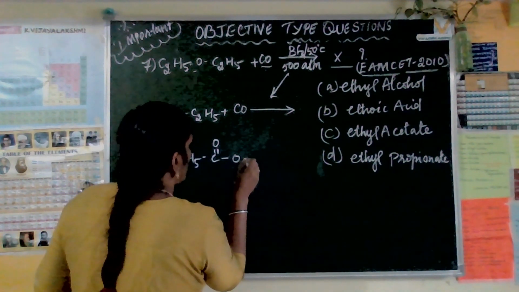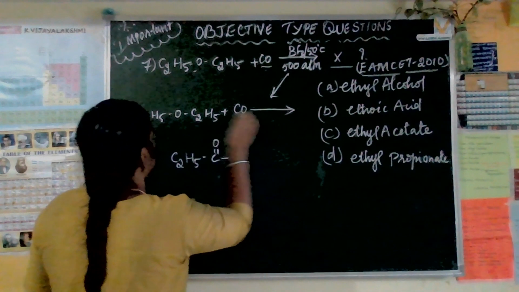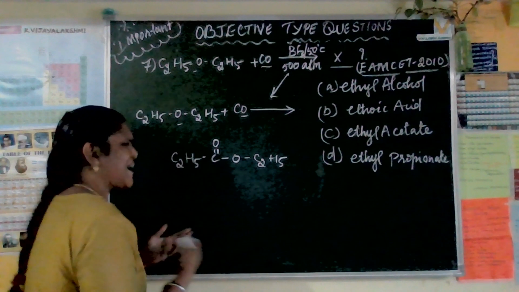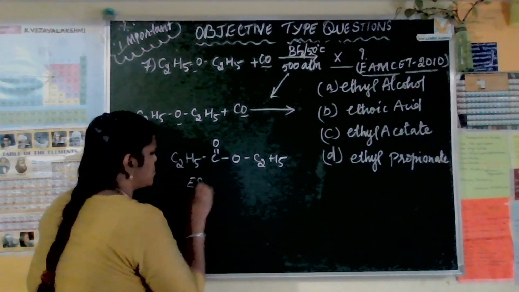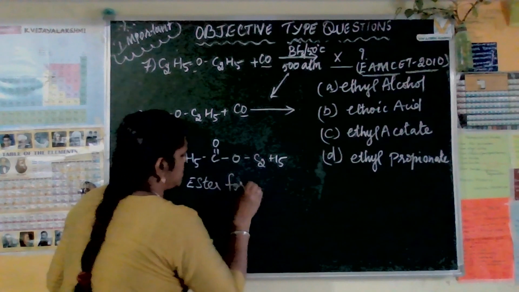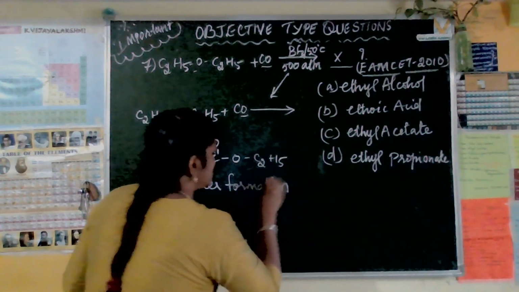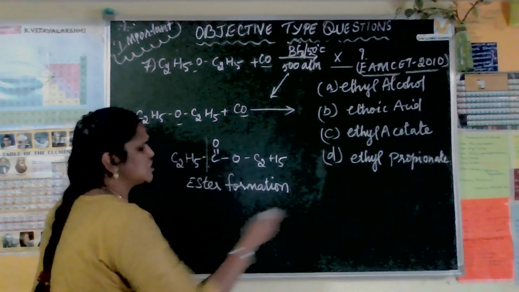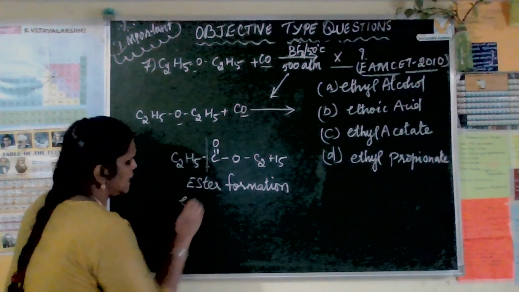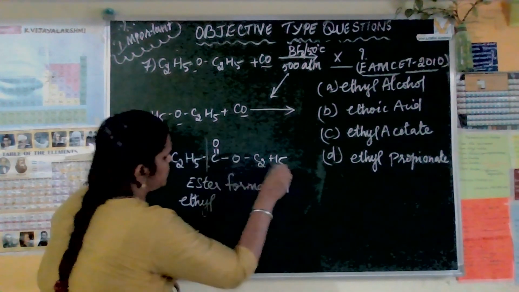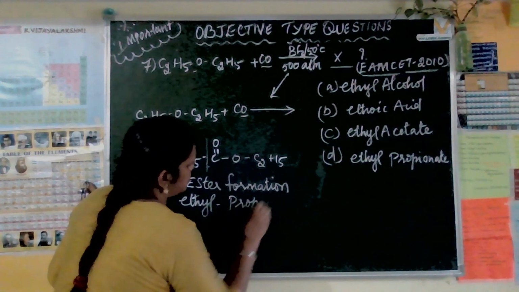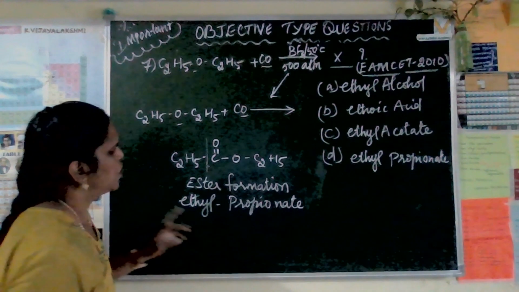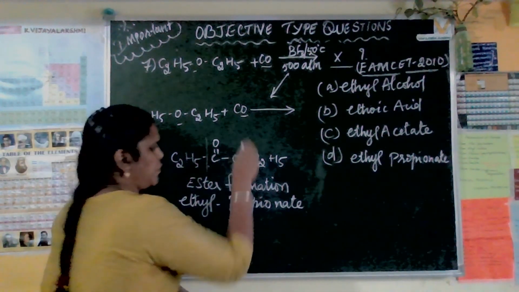Okay, now here what happened? The CO and O, C2H5. Okay, now actually what is this? Ester formation only. Okay, so what is the name of this? How can you give the name for it? Like this only, taking the long chain and short chain, that is ethyl propionate. Propionate. Okay, ester formation.